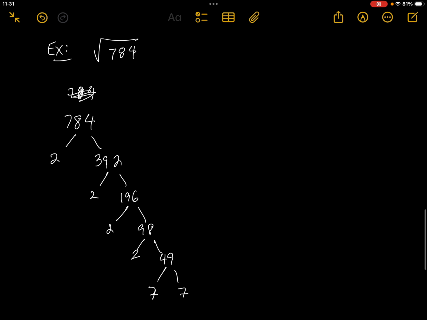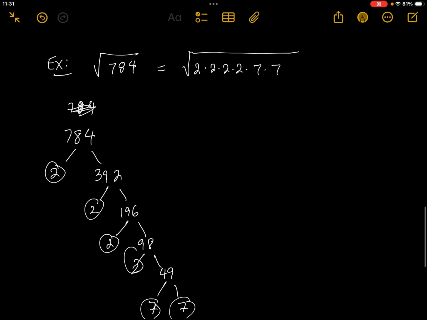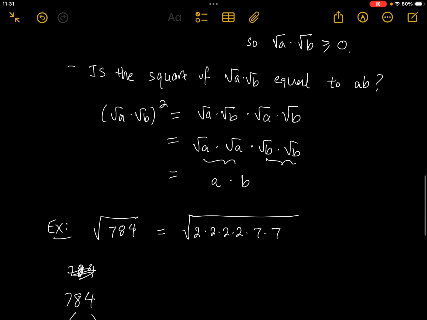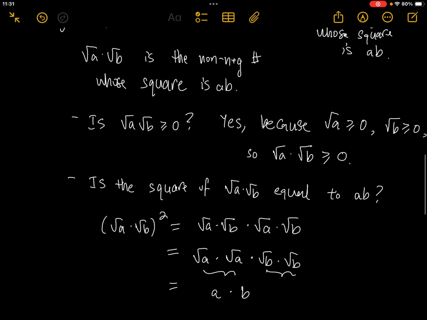So I can rewrite 784 as 2 times 2 times 2 times 2 times 7 times 7. I have a 2, 2, 2, 2, 7, 7. If you multiply them, you get 784. Now remember that fact that if I take a number, as long as it's positive or 0, square it and take the square root, I'm left with the original number. And I can use the fact that the square root splits as long as I have a product inside.